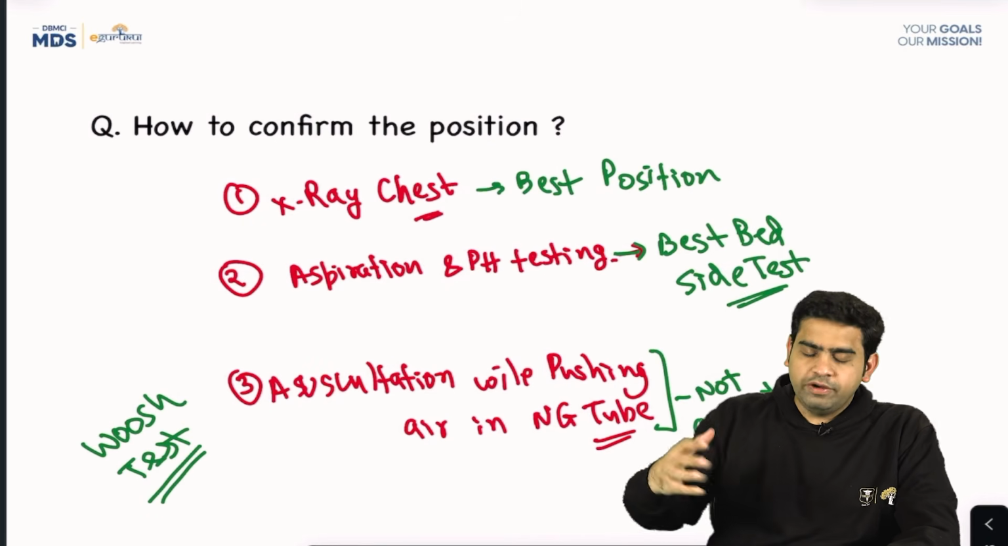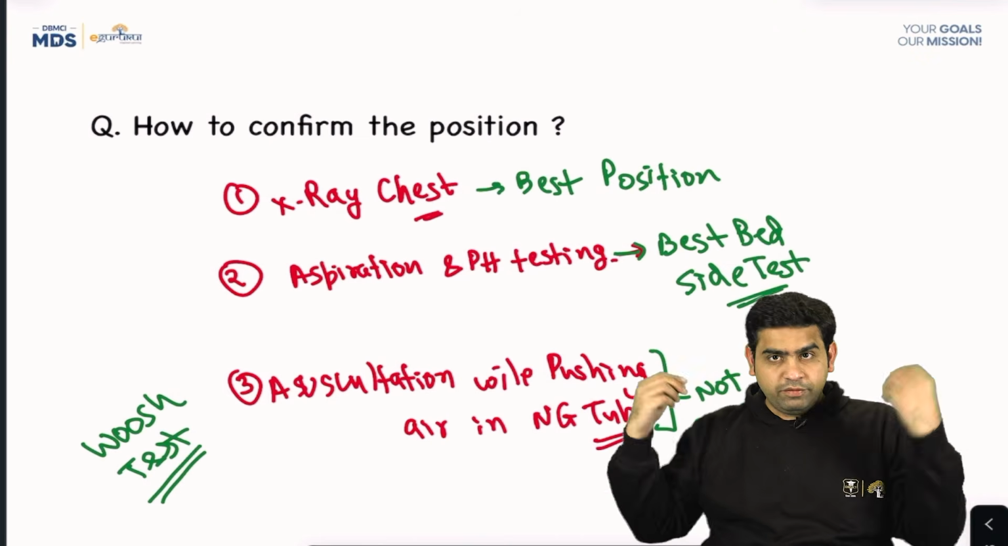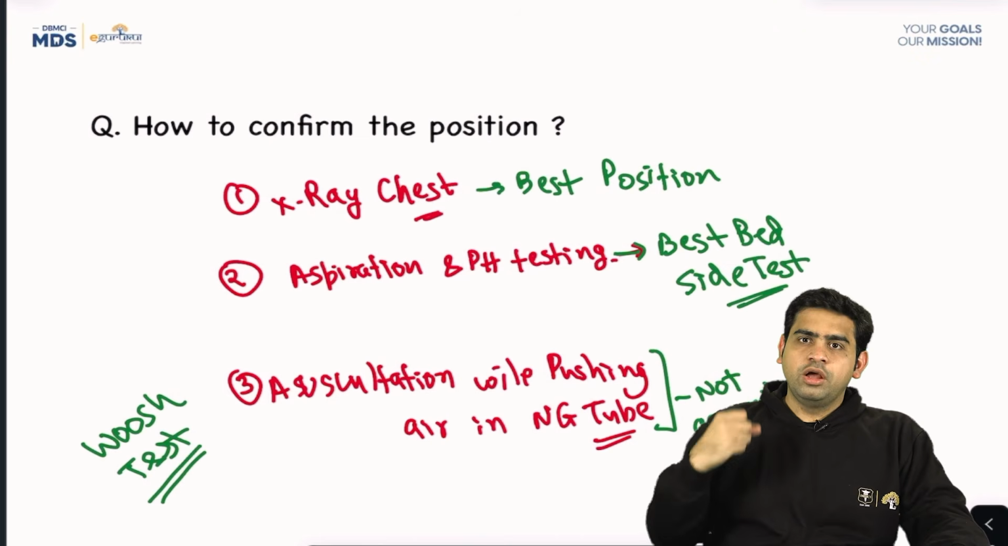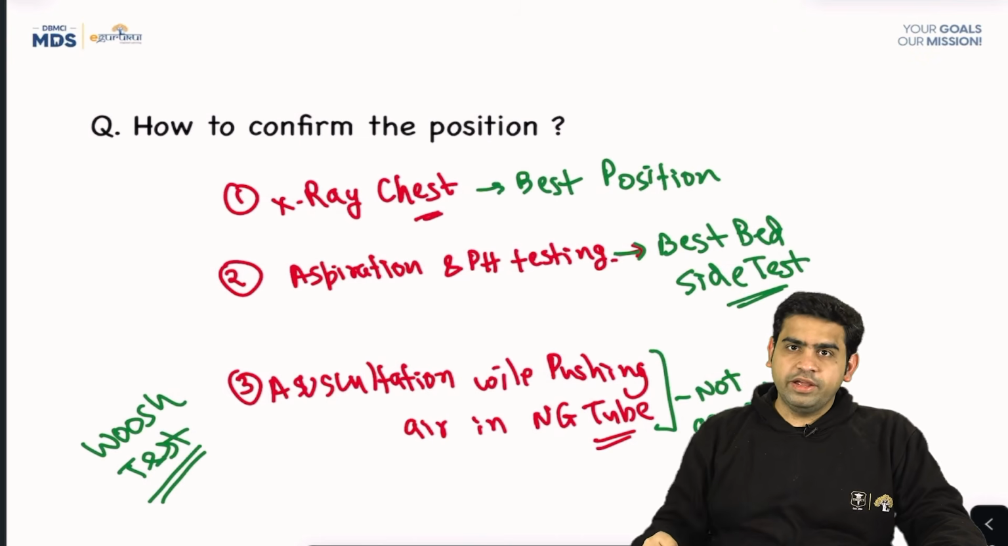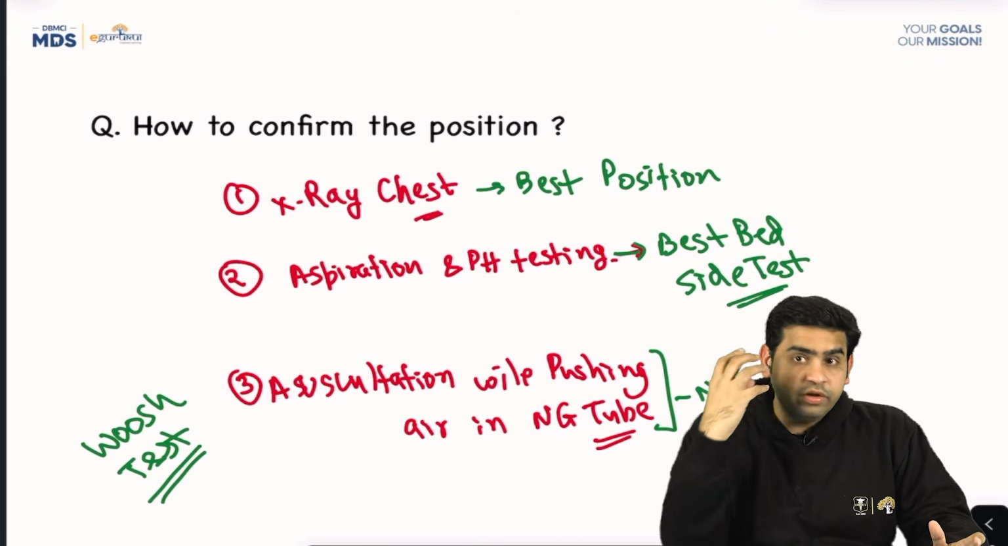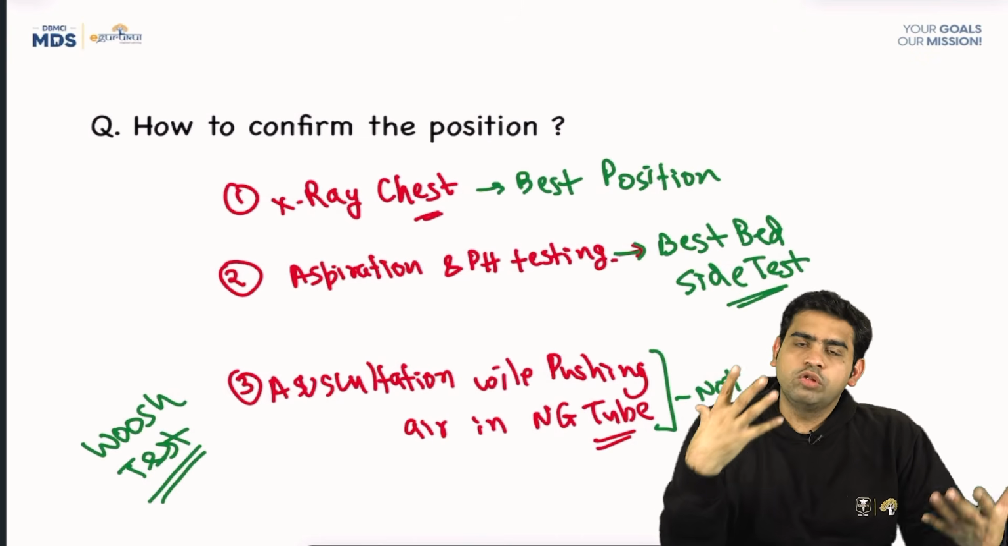Okay. So you would have seen that after putting a nasogastric tube, everybody brings their stethoscope, puts it on the epigastric region, and flushes around 10 ml of air through this nasogastric tube with the mindset of hearing that particular whoosh sound. That is what is called the whoosh test.